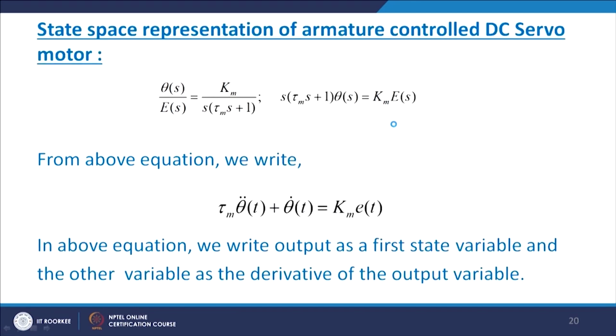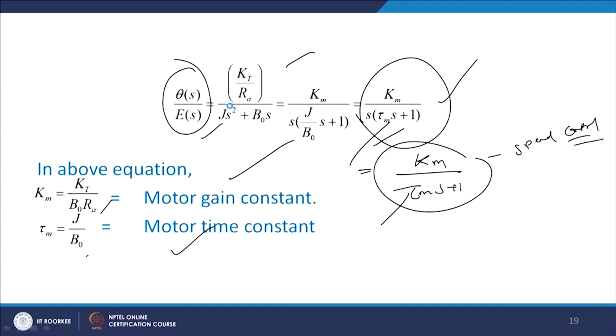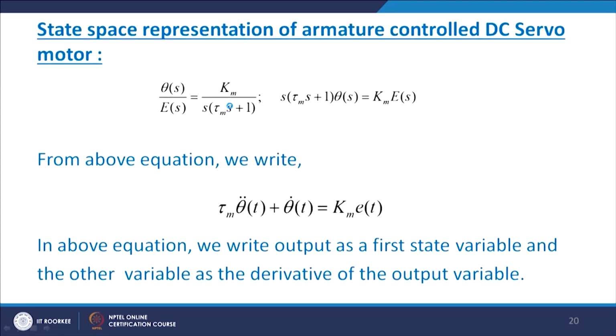Now this is the model which is concerned with the transfer function, but now we are running the advanced control. For the advanced control, we are using state space modeling. So in the state space model, we have seen that based on the system we have to assume the state variables. So here is the state space representation of an armature controlled DC servo motor, that is the same system which we had determined earlier. So we have to determine its state space model. We have theta(s) by E(s) equal to Km by s(tau m s plus 1). So now we do cross multiplication.